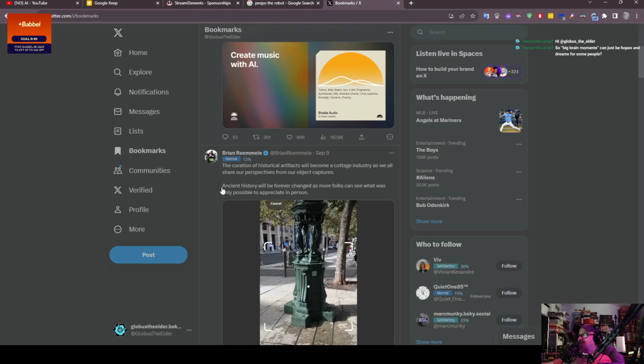I don't know if ancient history, like, I don't know if this is a translation issue or what, but this is not how I would have phrased it. The big brain moments can just be hopes and dreams for some people. I mean, I'm talking about physical capacity, not enlightenment, right?